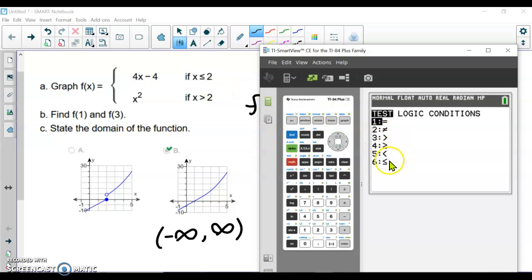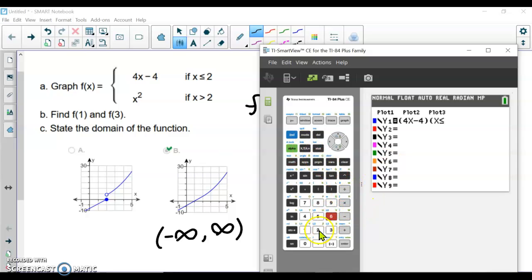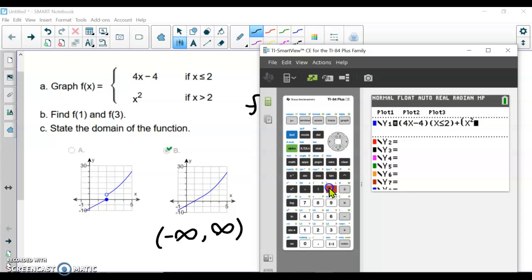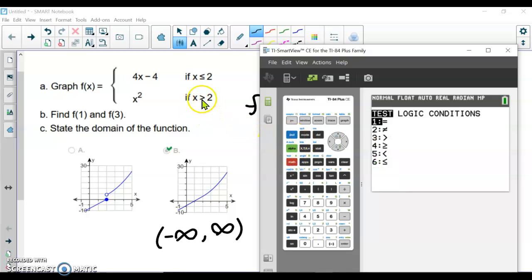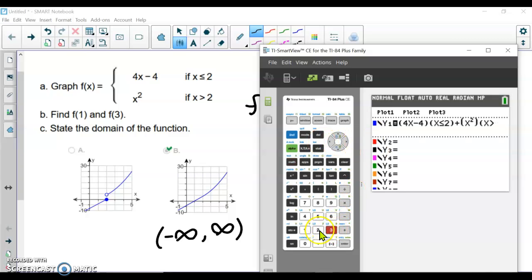So less than or equal to is the 6th option. So you can either scroll down or you can press 6. We're going to put in our 2 and then close parentheses. Now we're going to put a plus sign in. And we're going to type in parentheses the new rule, x squared, or the bottom rule I should say. Close parentheses. Open up a new set of parentheses and then type in x. And this time we'll hit second math again to get to the test menu and choose greater than, which is the 3rd option. And we'll plug in 2. Close parentheses.